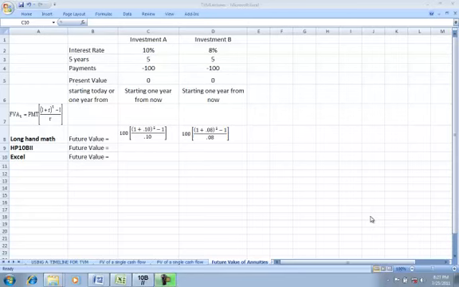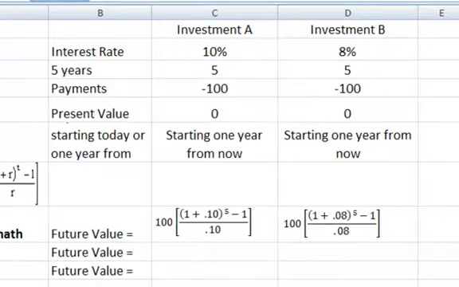Welcome to a short video showing the calculation of annuities. In this case, we're going to do two investments, investment A and investment B. Investment A states I'm making $100 payments starting 1 year from now. They're equal payments over 5 periods or 5 years at 10%. We are starting with 0.